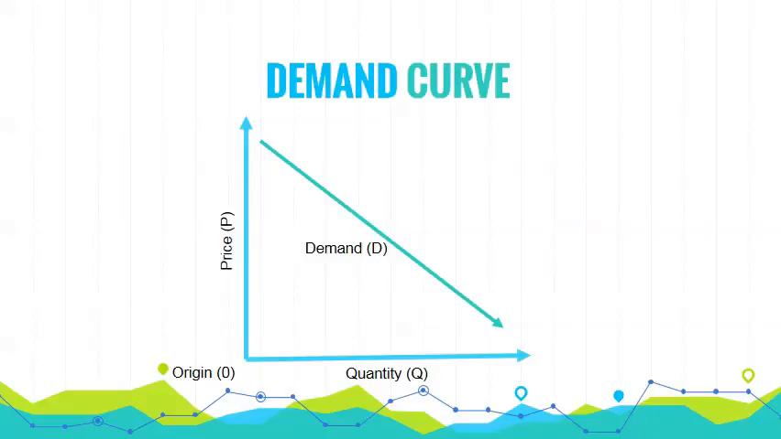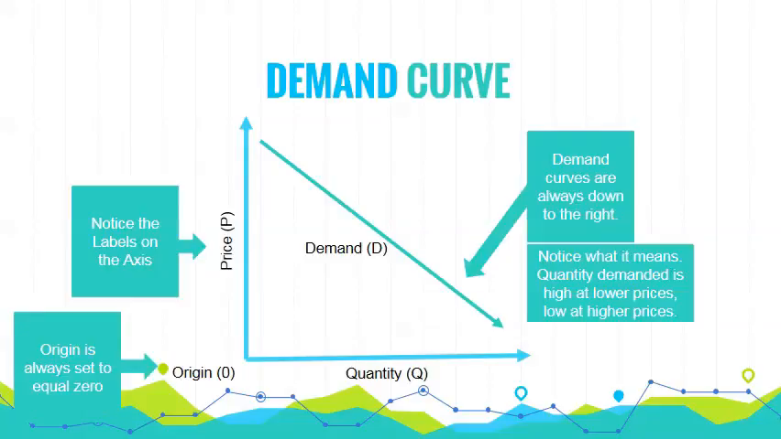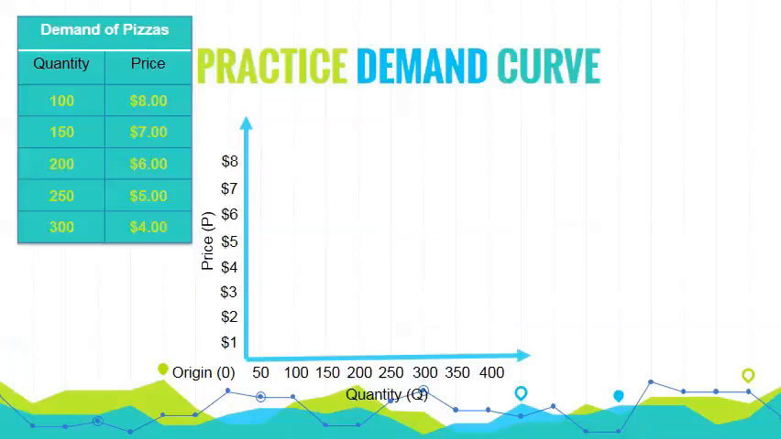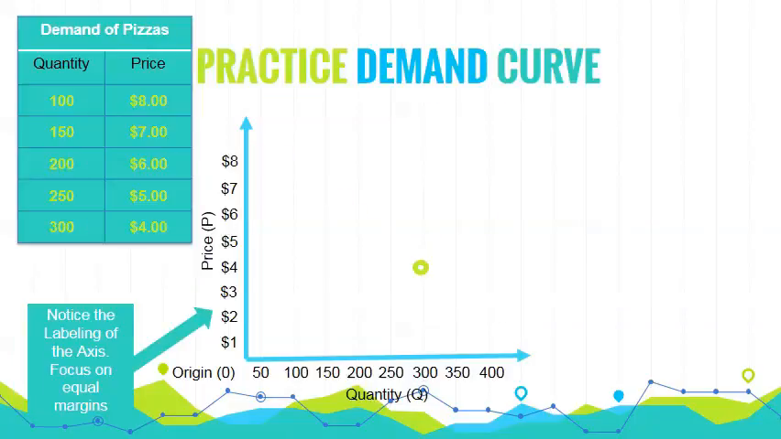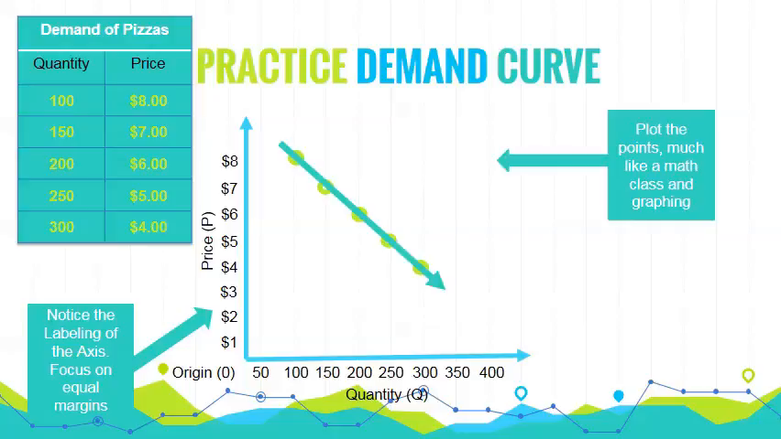Simple demand curve here again. Notice the labels, notice the origin, notice that demand curves are always down to the right. Practice the plotting. We still have that there, and we're going backwards this time. There we are. Plot it like math class. Drop that line on there, and we are all set. Label it. We're done.